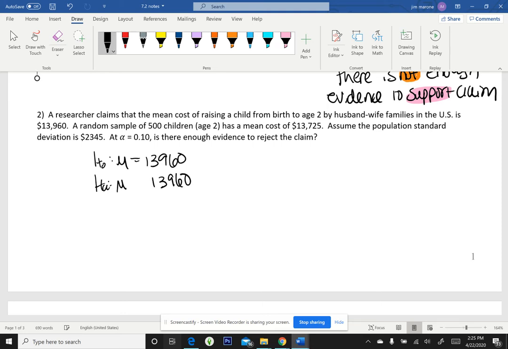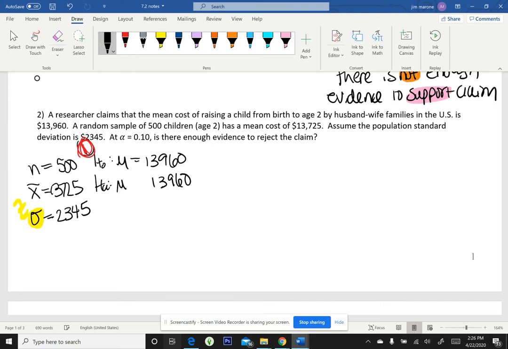In a random sample of 500 children, the mean cost is $13,725. Assume the population standard deviation is 2,345. Again, because this is a population standard deviation, we use z. So that's our first step.